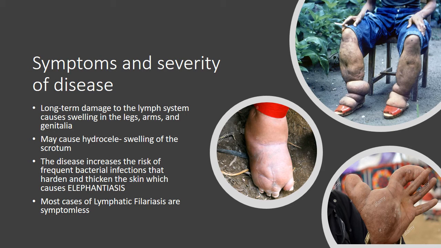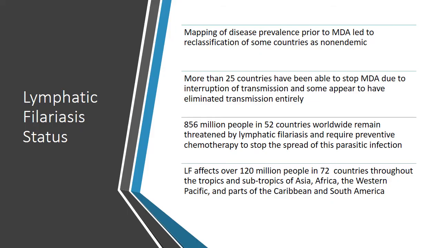Most people develop these symptoms years after being infected, and these people will have more bacterial infections in the skin and lymph system. This causes the hardening and thickening of the skin, which is elephantiasis, which is shown in these 3 pictures. As you can see, it's obviously a big burden on people that have this, which is why it's very important that they're treated immediately. Also, most cases of lymphatic filariasis have no symptoms, and they won't develop any in the future. So sometimes these people don't know they have the disease unless they are tested.